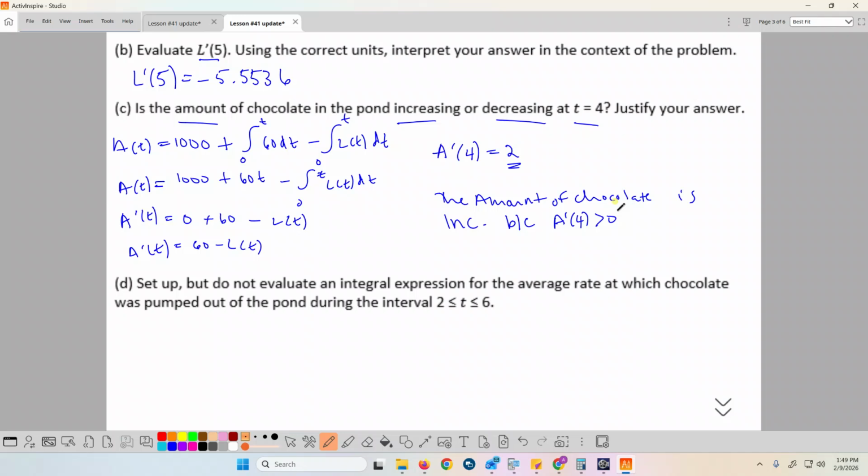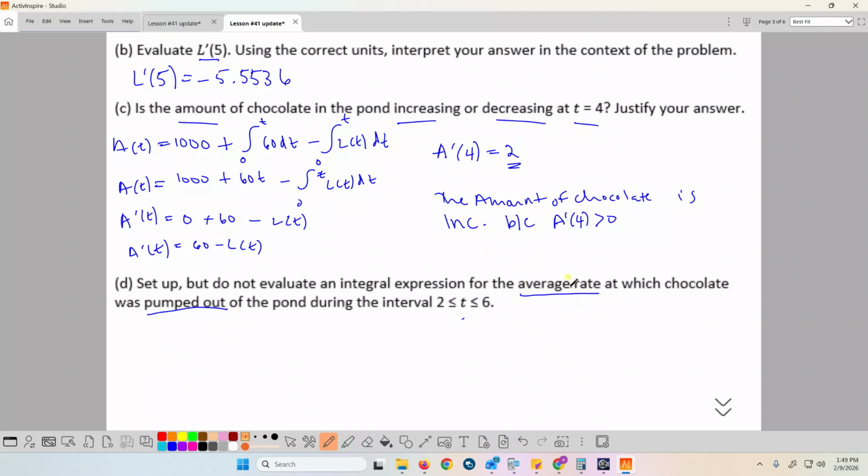Nice and simple. All right, let's look at question D. Question D says, set up but do not evaluate an integral expression for the average rate at which the chocolate was pumped out of the pond during the interval from 2 to 6. I have a new set of intervals now, no longer working just from 0 to t. And I only want to focus on when it was being pumped out, which is that L of t function.